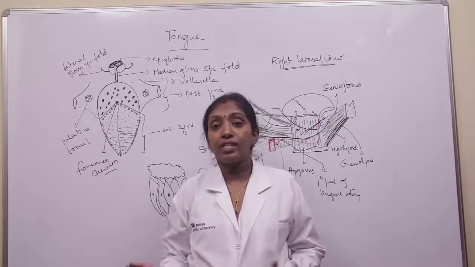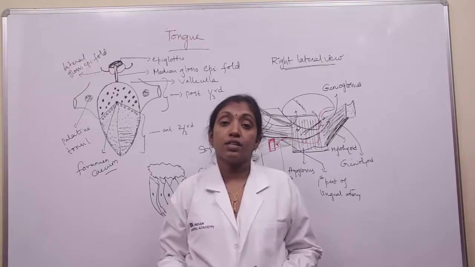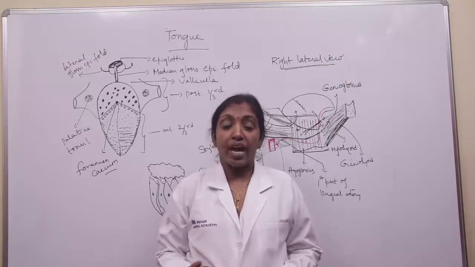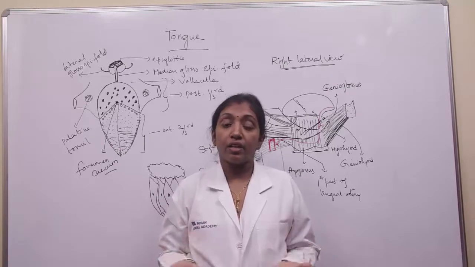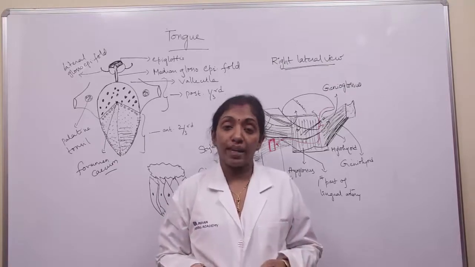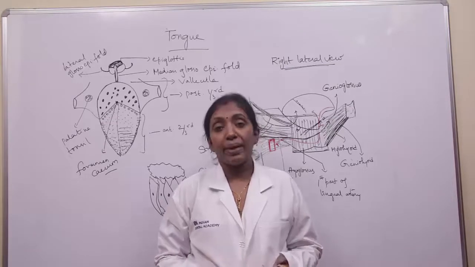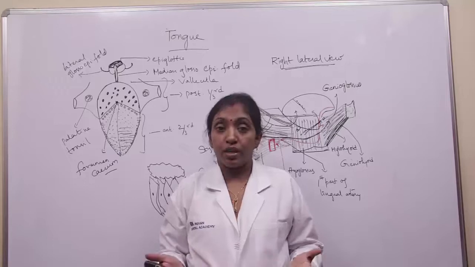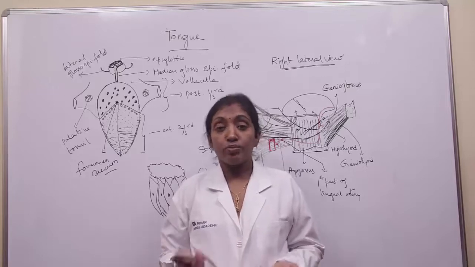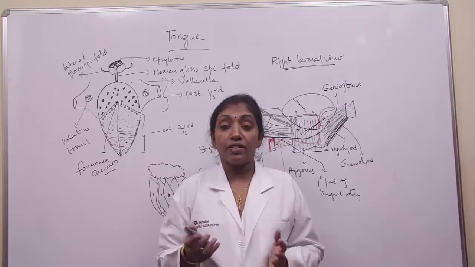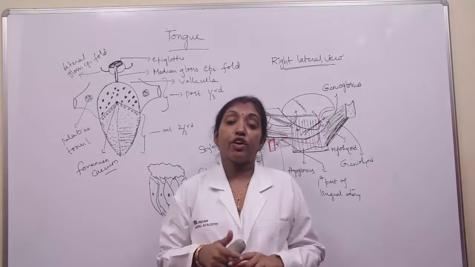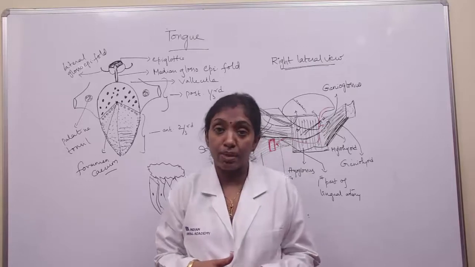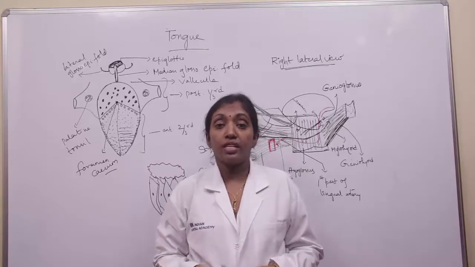And coming to the deep veins, they drain the dorsum of the tongue, and they also drain into the internal jugular vein. And coming to the lymphatic drainage, it divides into four sets: apical, marginal, central, and dorsal. The apical set drains the tip of the tongue, and the marginal set drains the lateral margins. The central set drains the part of the tongue just in front of the sulcus terminalis, and the dorsal set drains the dorsum of the tongue.